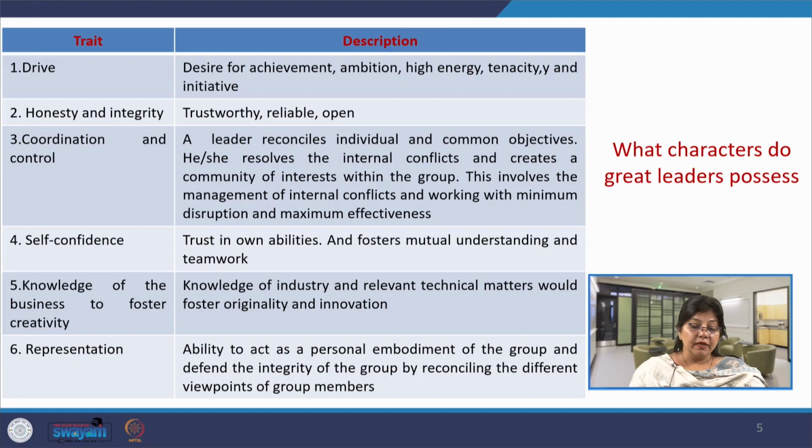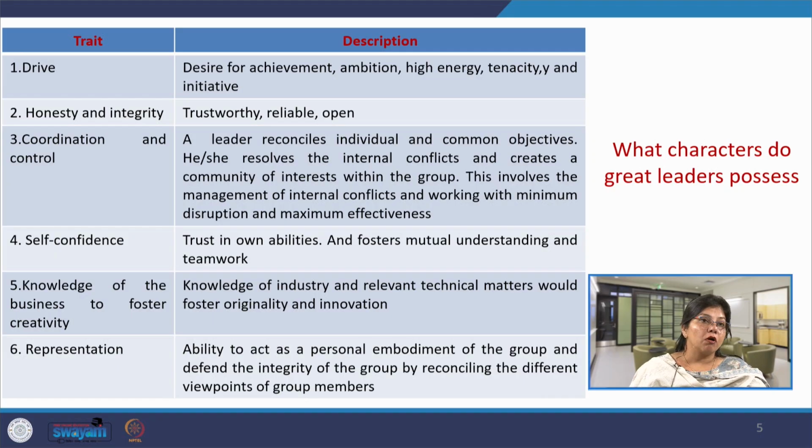So, it is the ability to act as a personal embodiment of the group and defend the integrity of the group by reconciling the different viewpoints of group members. So, it is not only about having conflict of interest within the group, the conflict can also exist between the team members and the higher authority or the management. So, how to reconcile even that conflict of interest? Then there again comes the important role played by a good leader.